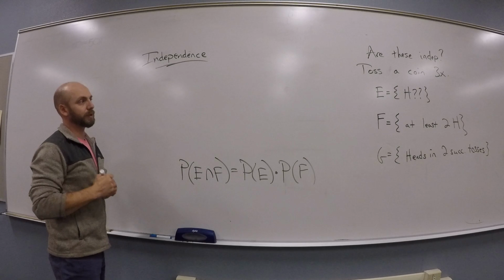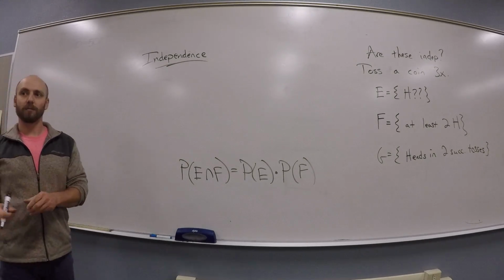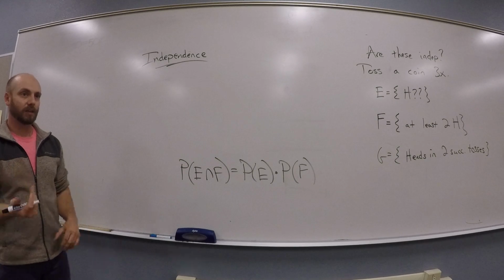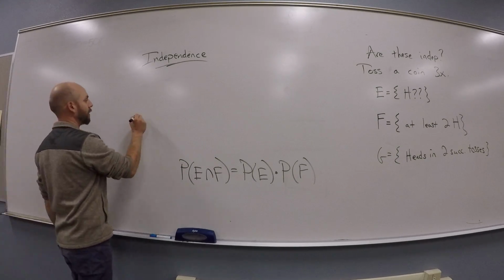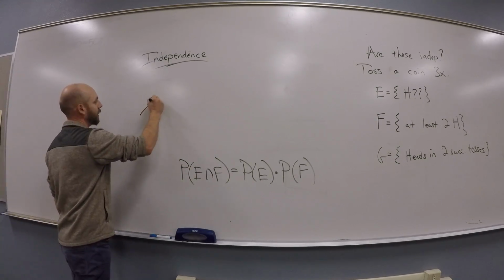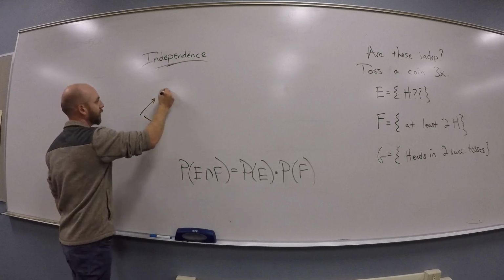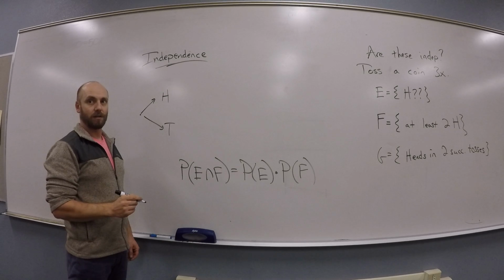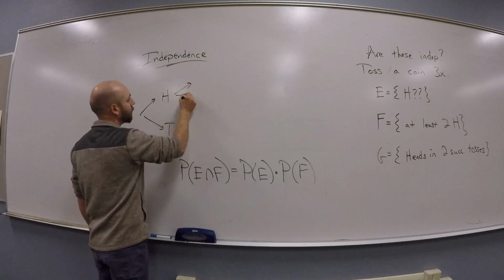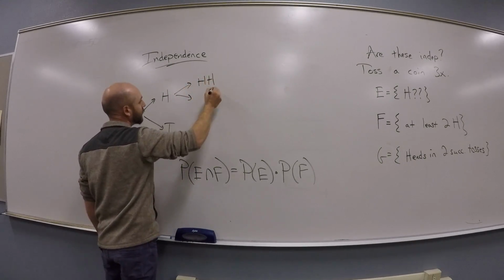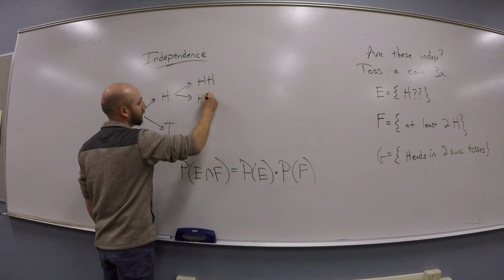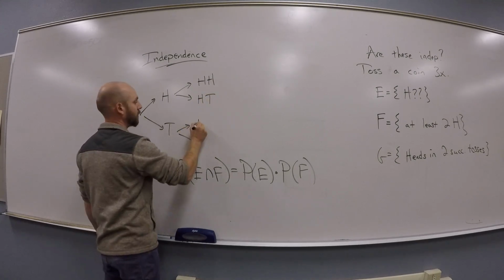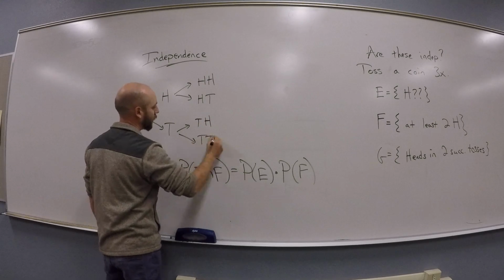So what does my sample space look like for tossing a coin 3 times? They're either heads or tails, right? At the beginning, we toss and either get heads or tails, 50-50. Then we toss again, and we get heads, heads, or heads, tails. Then toss again, tails, heads, or tails, tails.